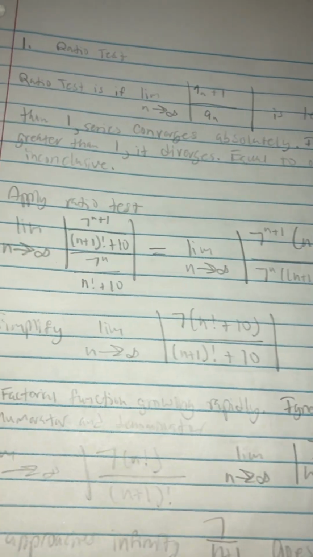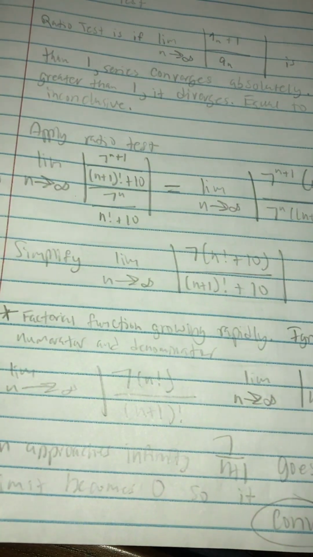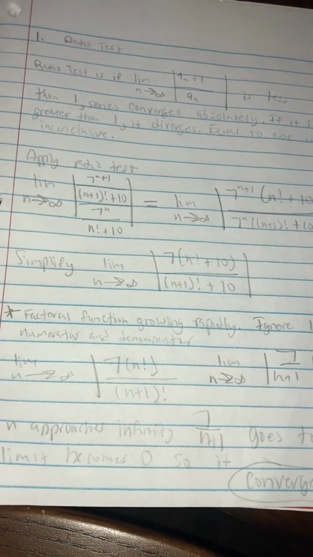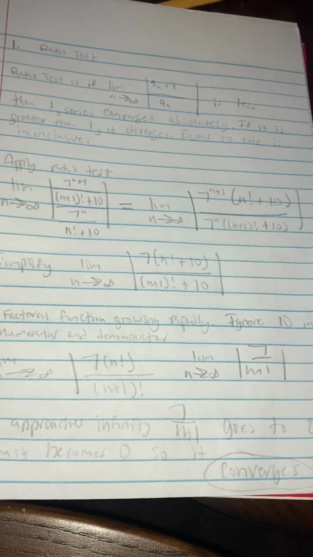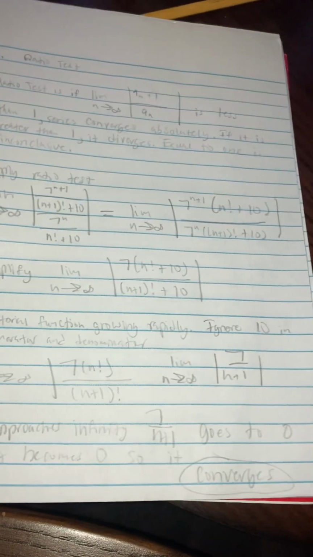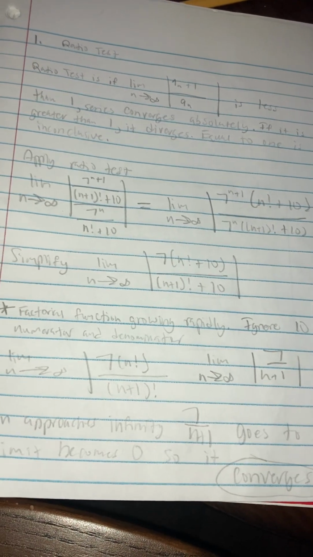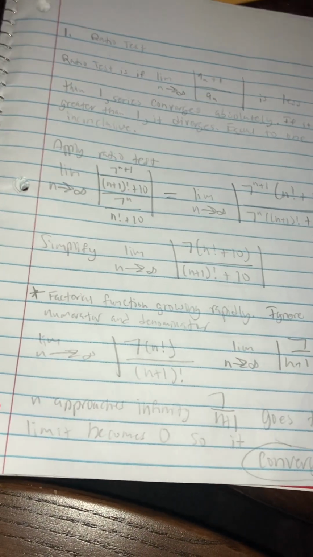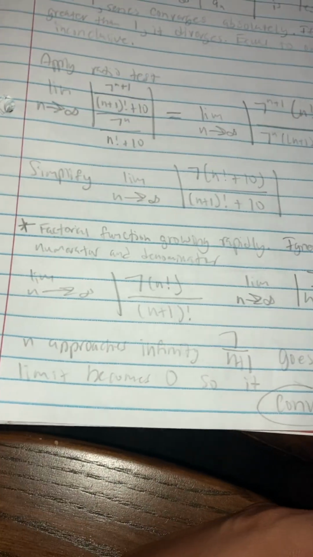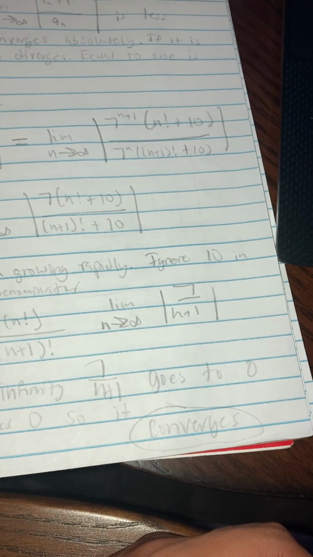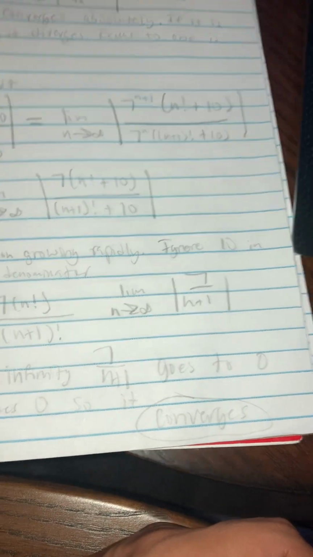Simplify. And so after we get to this equation, right after simplify, we note that the factorial function is growing very rapidly. Therefore, we can ignore the 10 in the numerator and denominator. The factorial function is dominating, basically. So down here, we now have 7 times n factorial over n plus 1 factorial, and that goes to 7 over n plus 1.